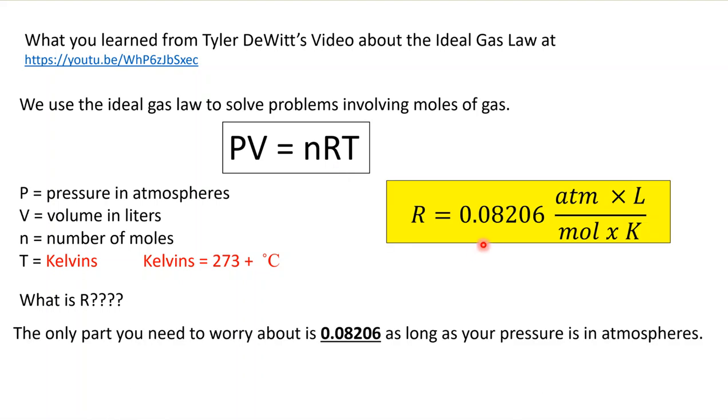R is 0.08206 atmospheres times liters over moles times kelvins. Now, this looks kind of scary, but don't worry about it. The only part that you need to know is that you're going to use 0.08206 every time you need to use R, as long as your pressure is in atmospheres.